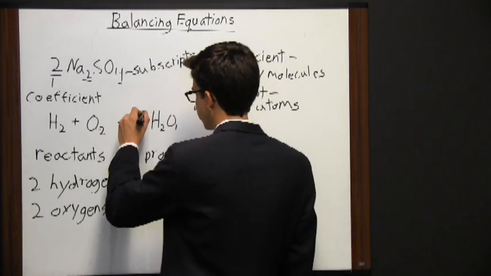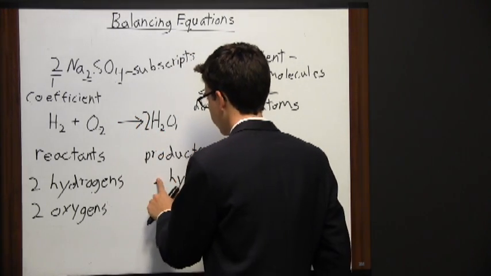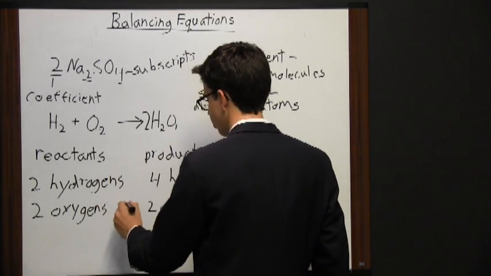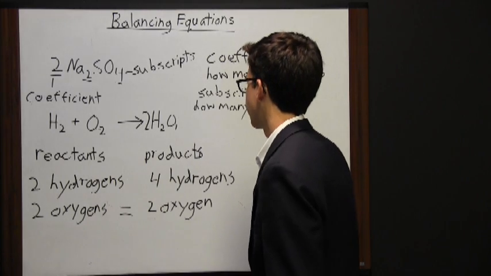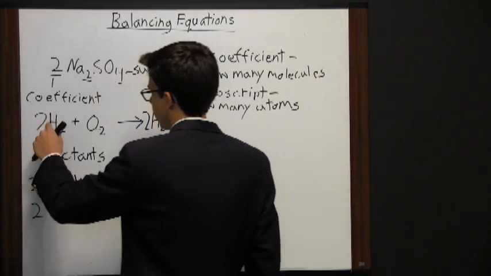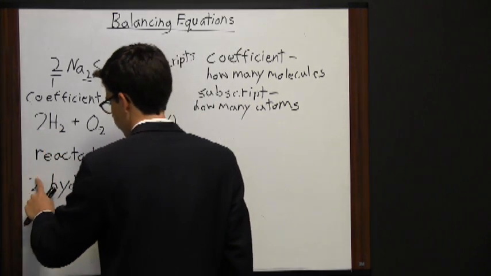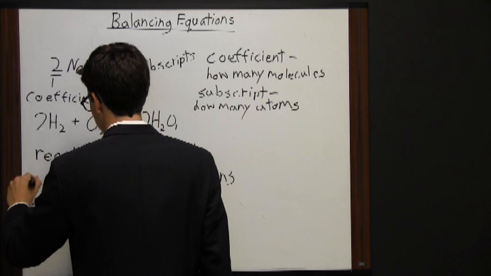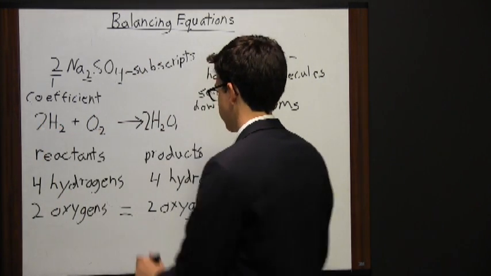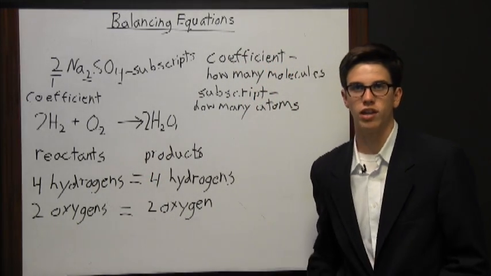So what we can do here is put a coefficient of 2 in front of water. So now we have 4 hydrogens over here, and we have 2 oxygens. So now the oxygens are equal, but the hydrogens are not, because now we have 4 hydrogens over here. So we can put a coefficient right here, and so we have 2 moles of this hydrogen molecule, and so now we have 4 hydrogens total. So we just multiply that coefficient by the subscript, and so that is equal as well. So that's how you balance a chemical equation.